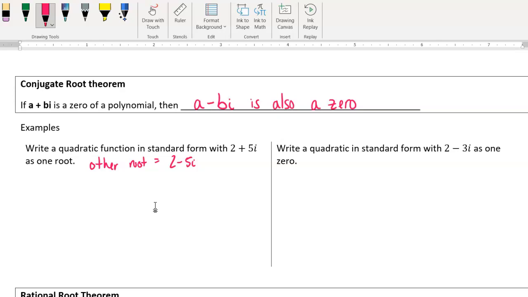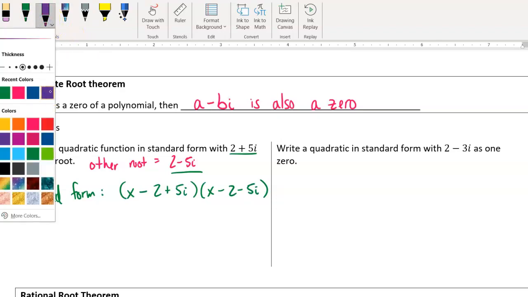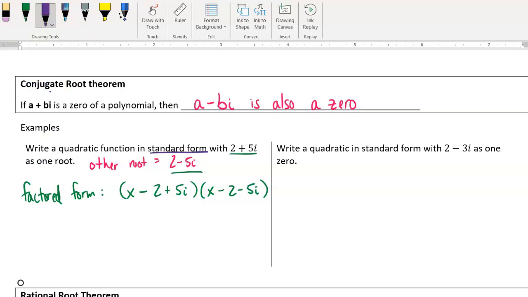All right, so if one root is 2 plus 5i and the other root is 2 minus 5i, we can start by writing this in factored form. Remember, for factored form, we just take x minus each root. So x minus (2 plus 5i) and x minus the other one, (2 minus 5i). Well, that's factored form. They want us to write the answer in standard form. So to get this in standard form, we're just going to multiply these two together.